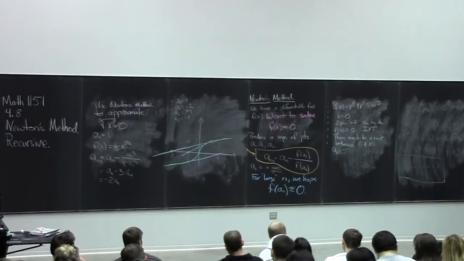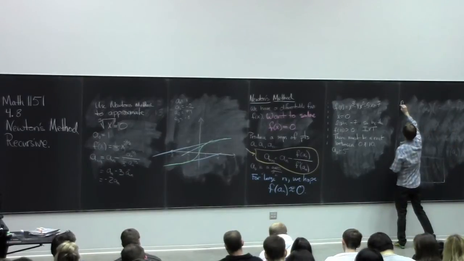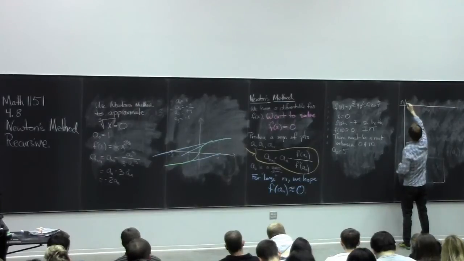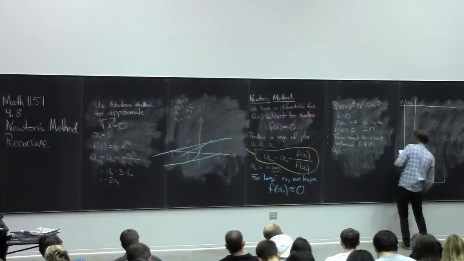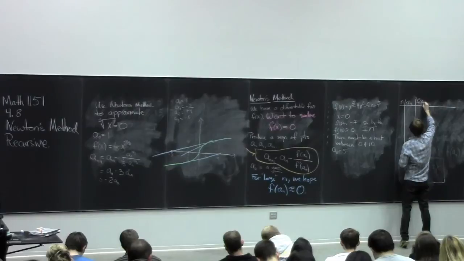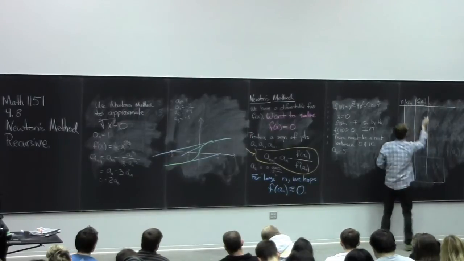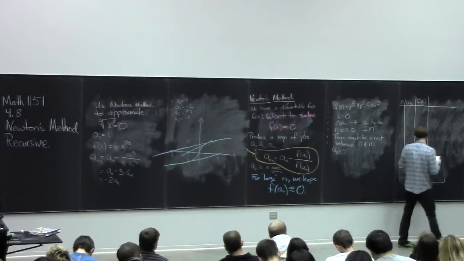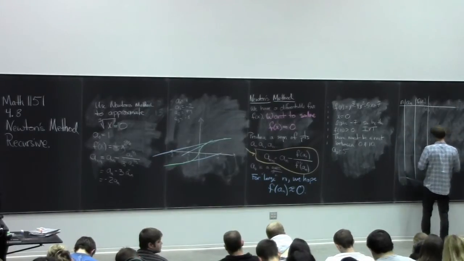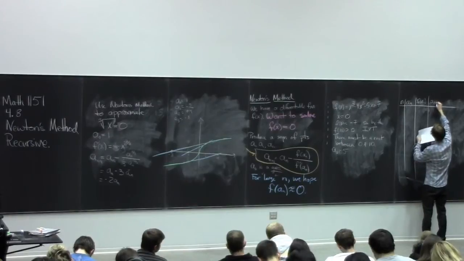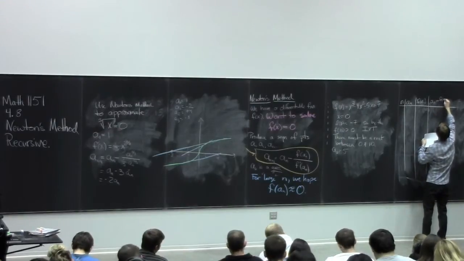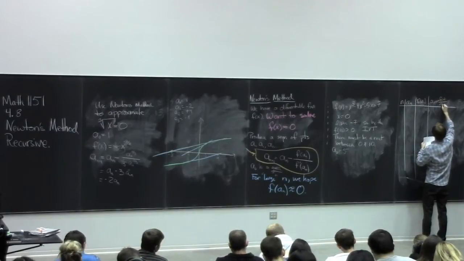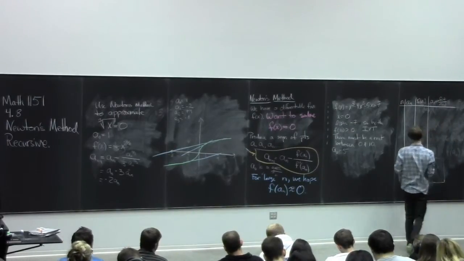So we can make a chart, and why don't we do that? So n, a_n, f of a_n. You know you're getting close when this thing becomes close to 0. That's the idea. And a_n minus f of a_n over f prime of a_n. Looks good.